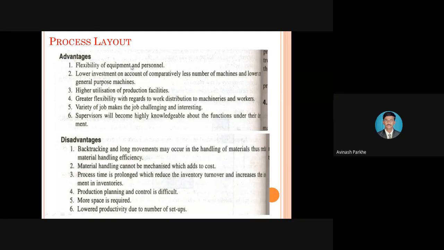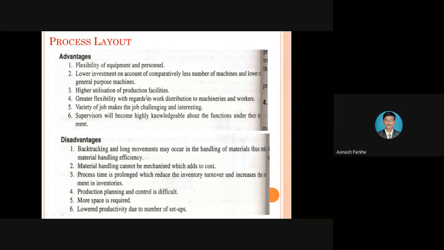Okay, so therefore flexibility in the equipment and the personnel is there. Lower investment, on account of fewer machines and lower-cost general purpose machines. So very little investment is needed. In batch production, some small industries have only 2 lathe machines, only 2 welding machines, 2-3 grinding machines, 1 milling machine. So machines are available in very small quantity. That means very low investment is required for this process type of layout, or the functional layout.